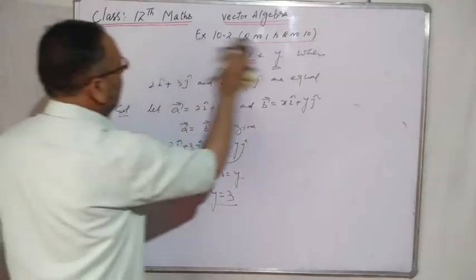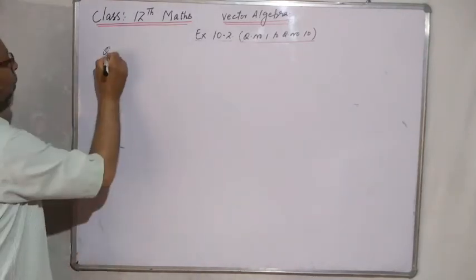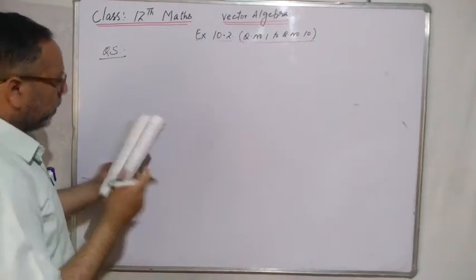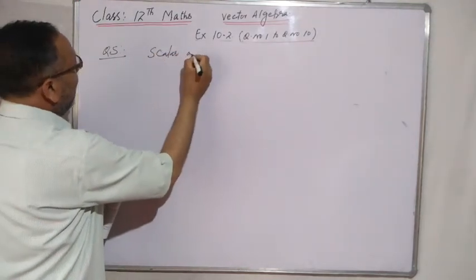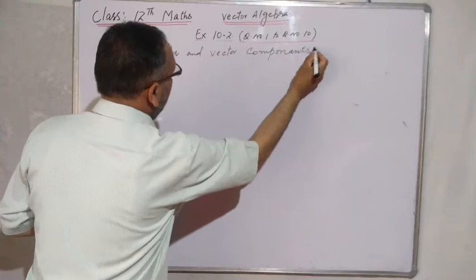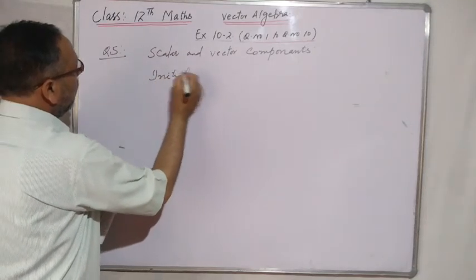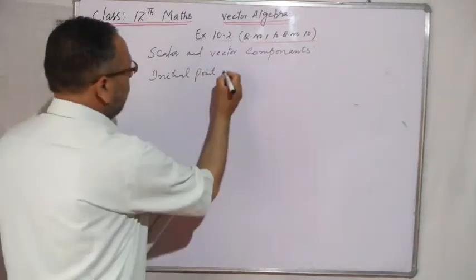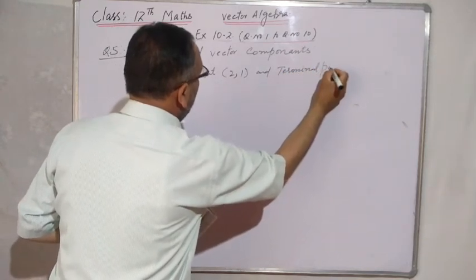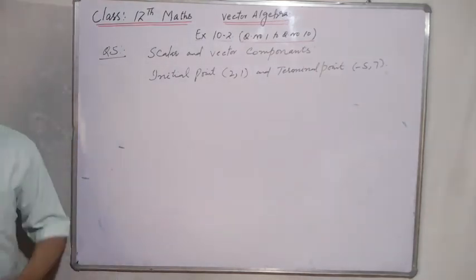Next, question number 5. Fifth question: find the scalar and the vector components of the vector whose initial point is (2, 1) and its terminal point is (minus 5, 7). We have to find the scalar and vector components.